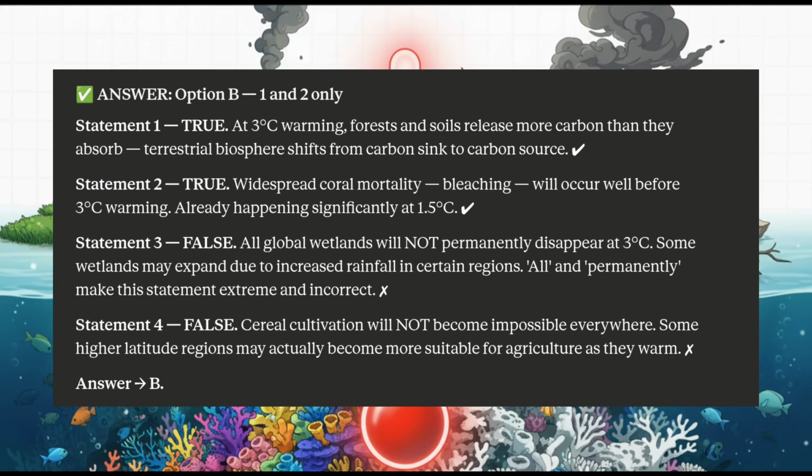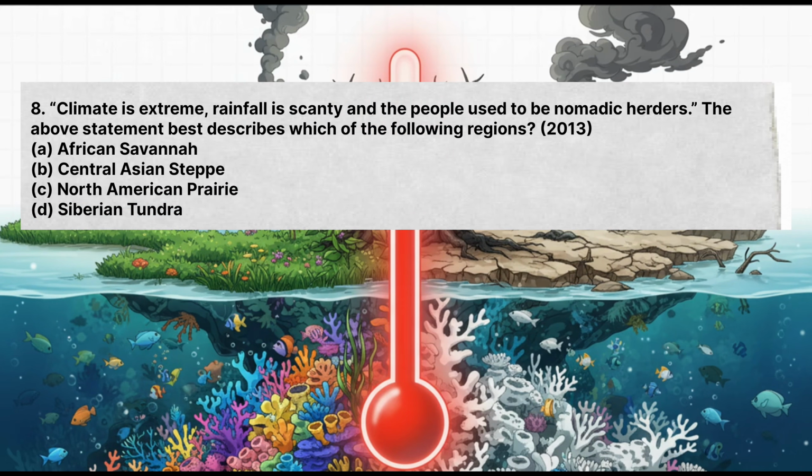Statement 3 false. All global wetlands will not permanently disappear at 3 degrees Celsius. Some wetlands may expand due to increased rainfall in certain regions. All and permanently make this statement extreme and incorrect. Statement 4 false. Cereal cultivation will not become impossible everywhere. Some higher latitude regions may actually become more suitable for agriculture as they warm. Answer B. Q8 UPSC Prelims 2013.